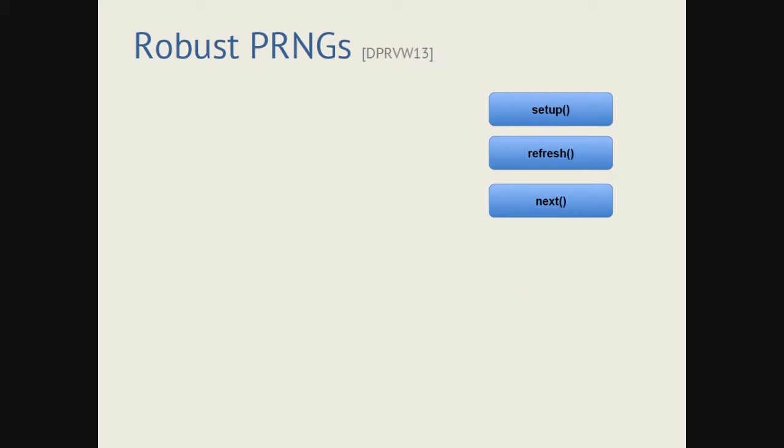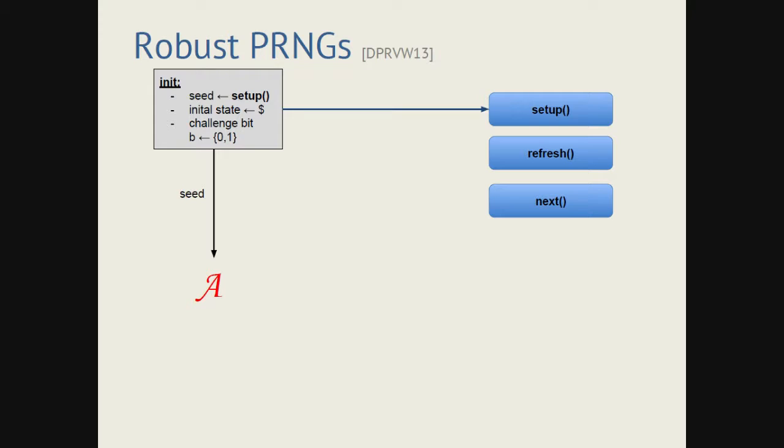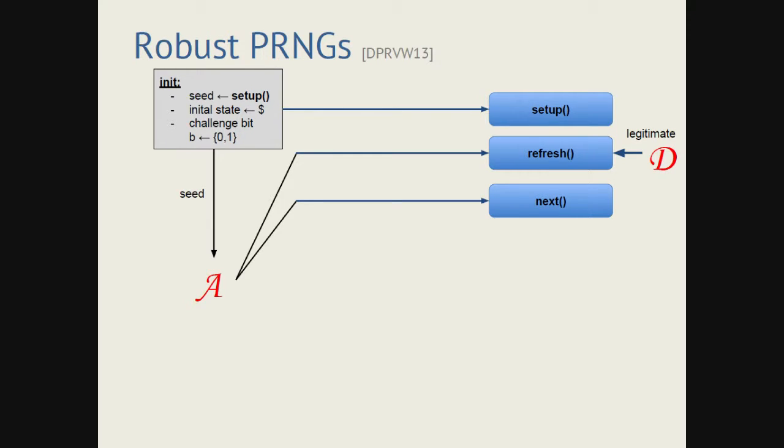So in slightly greater detail, let's take a look at the robustness notion. So here is our PRNG, its three procedures, and the game goes as follows. First we initialize by generating the seed using the setup procedure and initializing the state and choosing a challenge bit, and then the seed is given to the adversary A, to the attacker. And the attacker is allowed to query both the refresh and the next procedures of our PRNG. And whenever it queries the refresh procedure, remember that this is the procedure that needs to take some weakly random inputs, then these inputs are generated by the second part of the adversary, so by the distribution sampler that we are assuming to be legitimate in the sense that I told you.